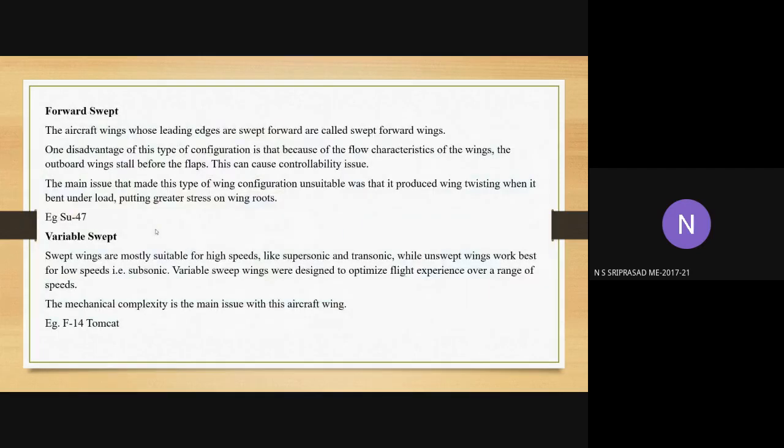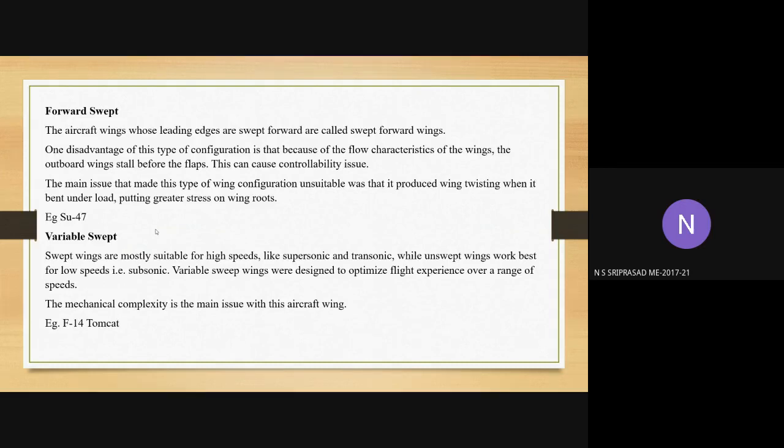One main disadvantage of this type of configuration is because of the flow characteristics. I told you the leading edge is going to be curved and the air has to flow across it smoothly for it to generate lift. So if the curve is in the forward direction, it's going to be very hard to generate lift. The main issue with this type of plane configuration is that when the plane was in operation, because of the design of the plane itself, there would be a lot of twisting motion of the wings because of the load it's facing, right?